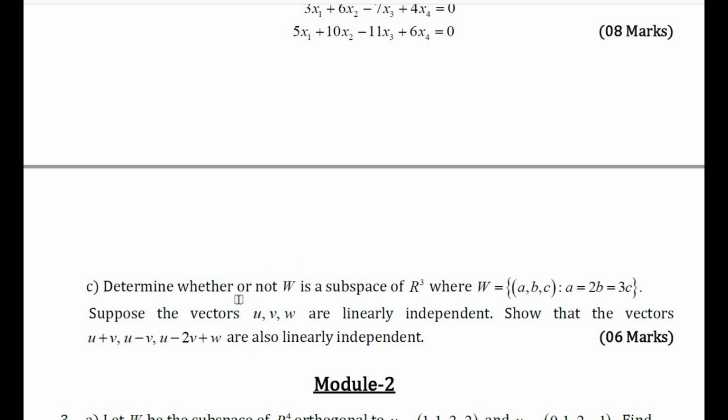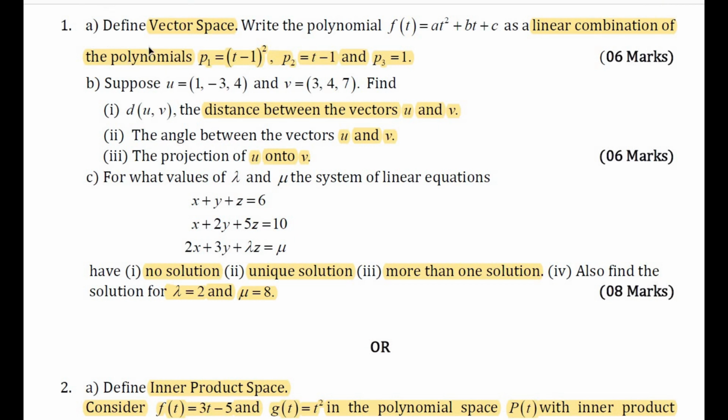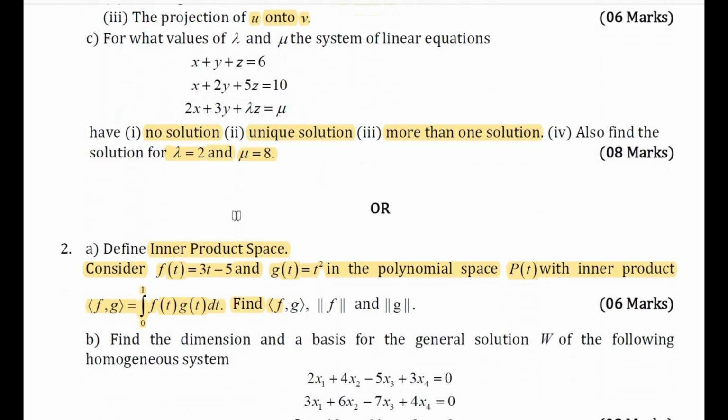If we have the choice between 1 and 2, you can choose question number 1 for your examination and answer it, as it is easy to answer, since the given problem is on vector space and finding the linear combination of that. The next problem is on finding the distance between two vectors, angle between two vectors, projection of one vector onto another vector, then the consistency problem. So you can easily score 20 out of 20 from these three questions.